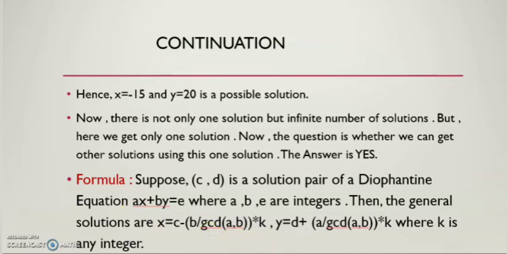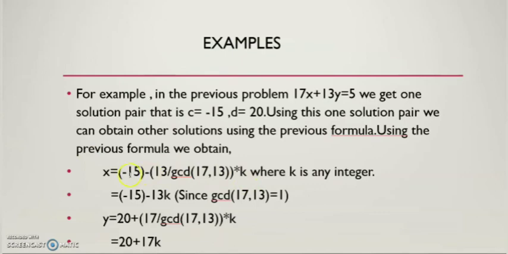Now come to this slide. In this slide we see that x equals minus 15, the value of c, minus 13 is the coefficient of y. We use the coefficient of y. Since we are obtaining the value of x we use the minus sign, divided by GCD of 17 and 13, the coefficients, into k. K is any integer. That means x equals minus 15 minus 13k, since GCD of 17, 13 equals 1. Similarly we get y equals 20 plus 70k. So this is the formula through which we can obtain different solutions.